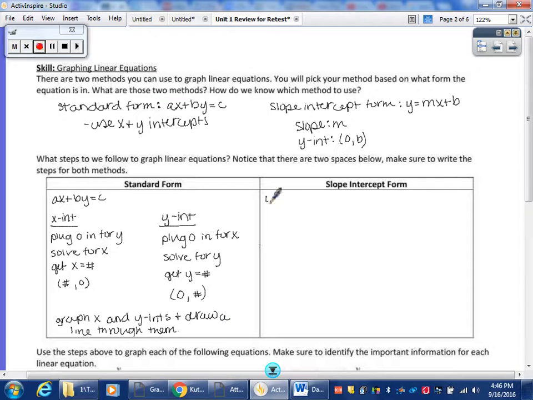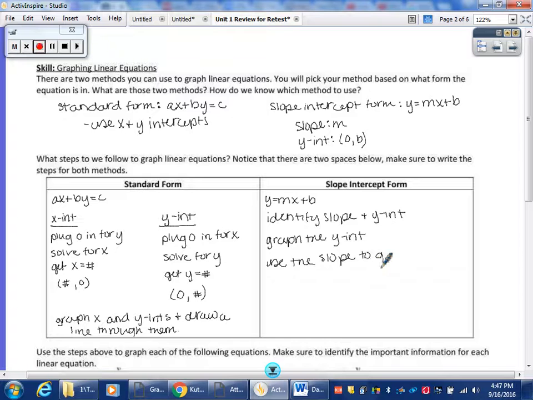So for slope-intercept form, which is y equals mx plus b, what you do is you identify the slope and y-intercept. And then you plot the y-intercept, and then use the slope to graph other points.